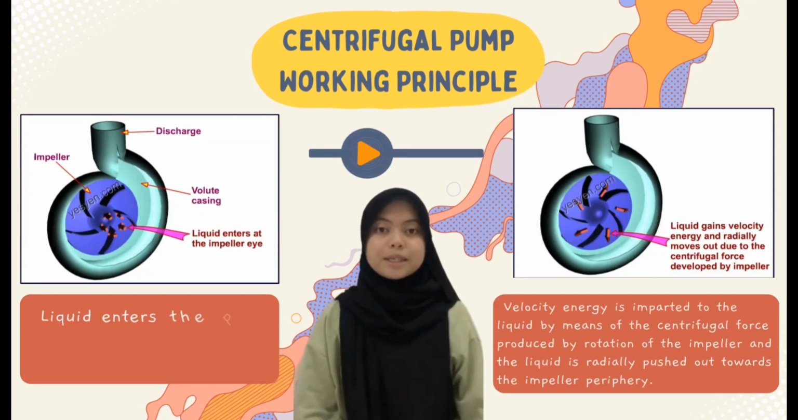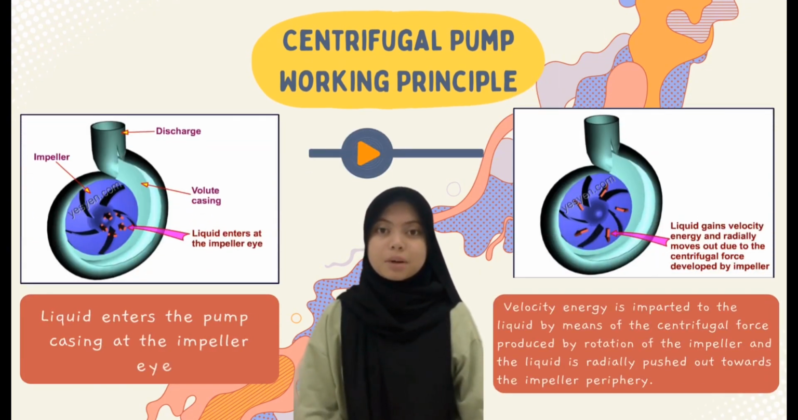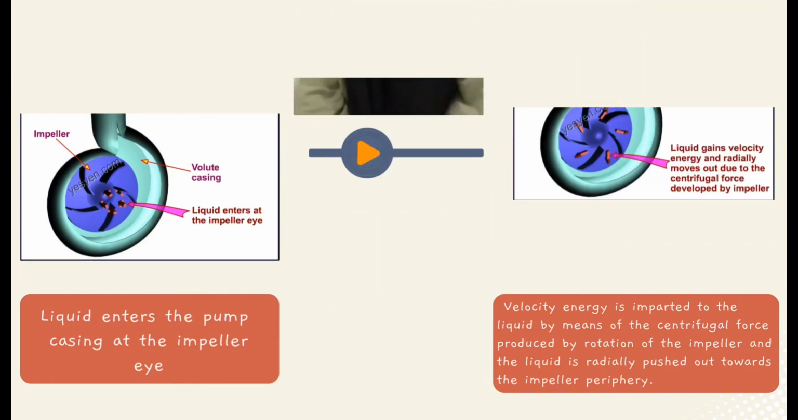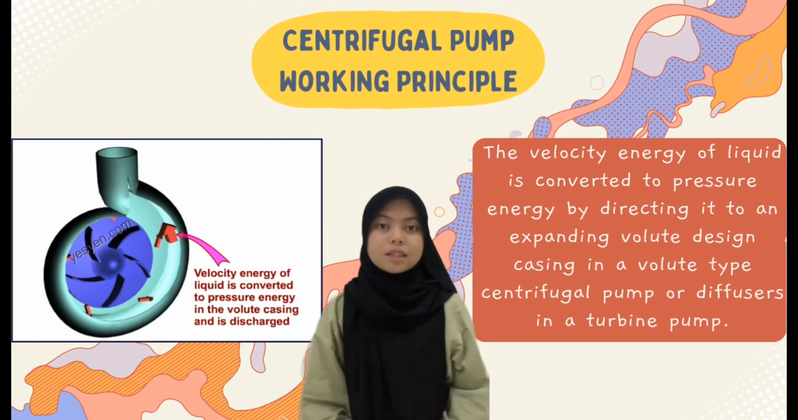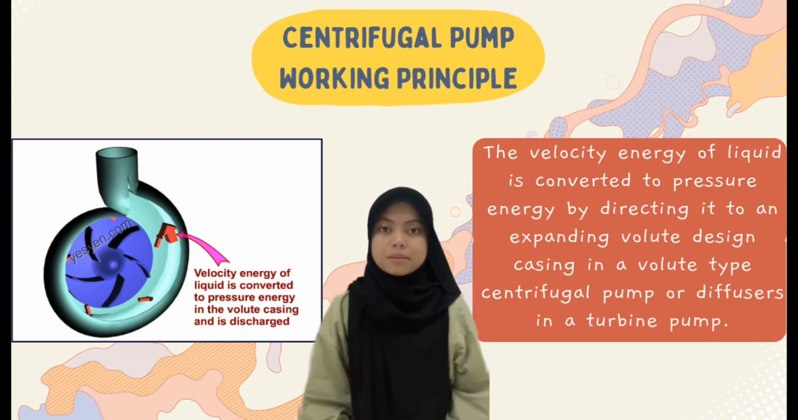Centrifugal pump working principle. Liquid enters the pump casing at the impeller eye. Velocity energy is imparted to the liquid by means of the centrifugal force produced by rotation of the impeller, and the liquid is radially pushed out towards the impeller periphery. The velocity energy of liquid is converted to pressure energy by directing it to an expanding volute designed casing in a volute type centrifugal pump or diffuser in a turbine pump.